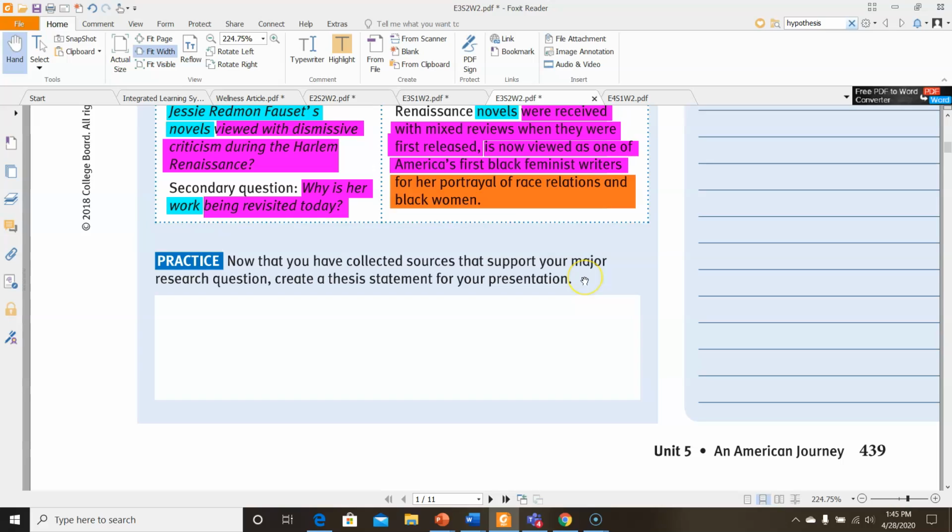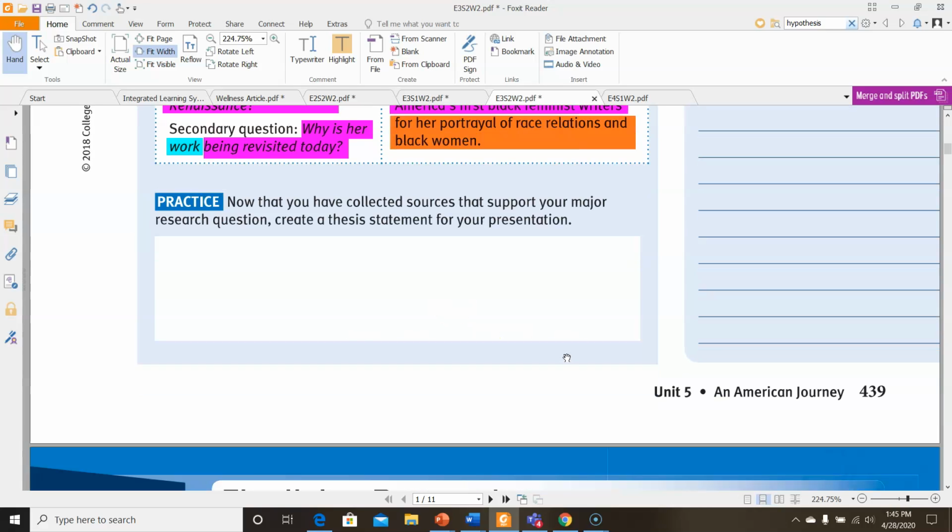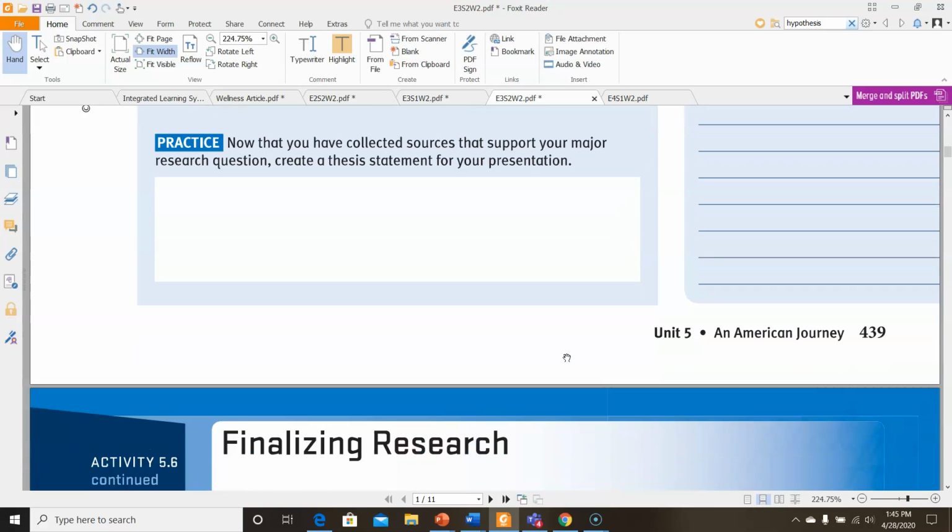So now that you've collected sources that support your major research question, create a thesis statement for your presentation. You're going to have to go back to your research question that you chose during week 1 in order to create a thesis statement here. So make sure that you have done that before you move on to this point.